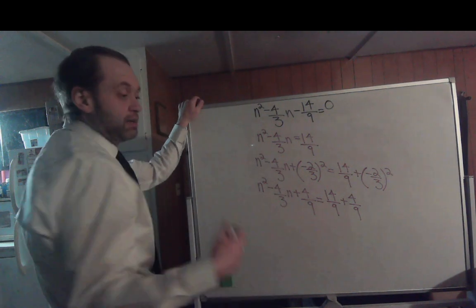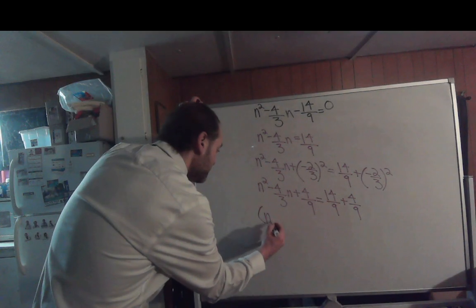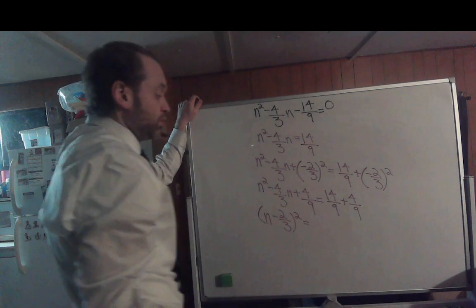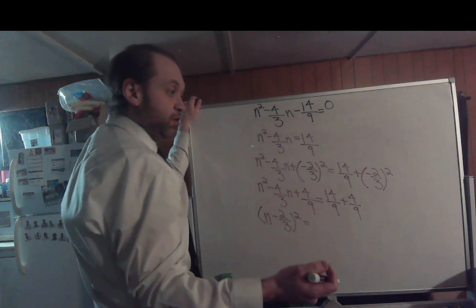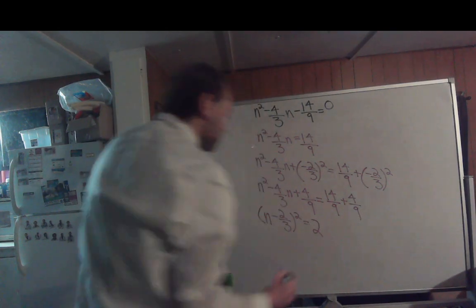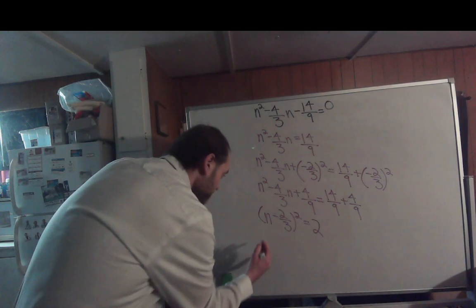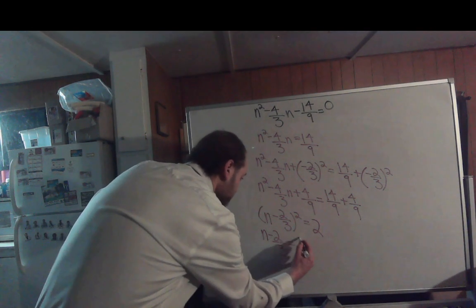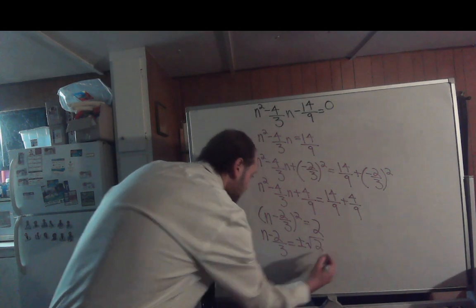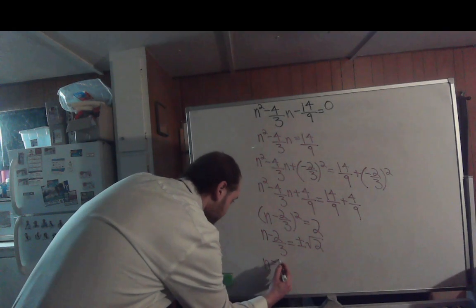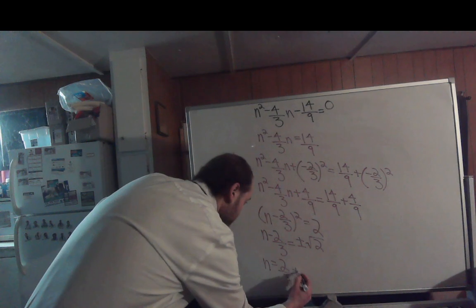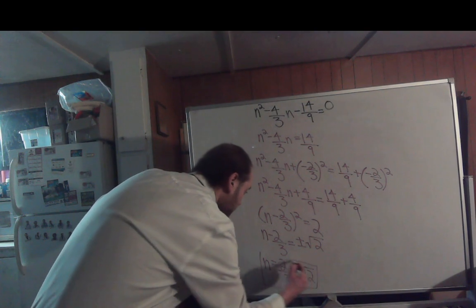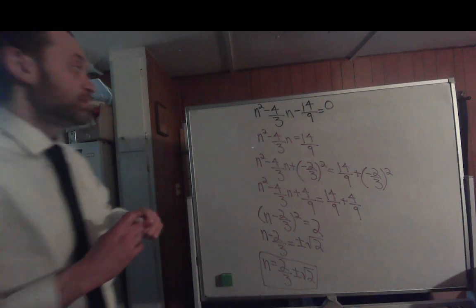So the left side becomes a binomial square. That would be n minus 2/3. That quantity raised to the second power would end up equaling the right side. 14 plus 4 over 9 is 18/9. That's just simply 2. Now take the square root of both sides. You would end up getting n minus 2/3 equals plus and minus the square root of 2, which means n would end up equaling 2/3 plus and minus the square root of 2. So there are your two solutions to this one. n equals 2/3 plus and minus the square root of 2.